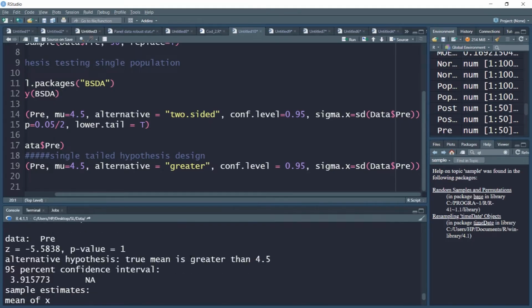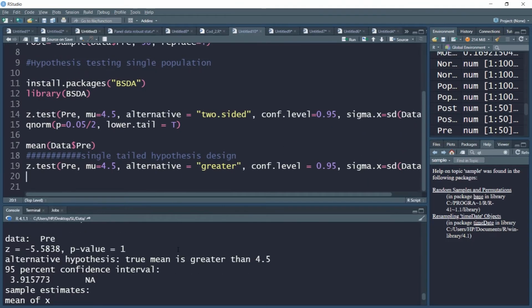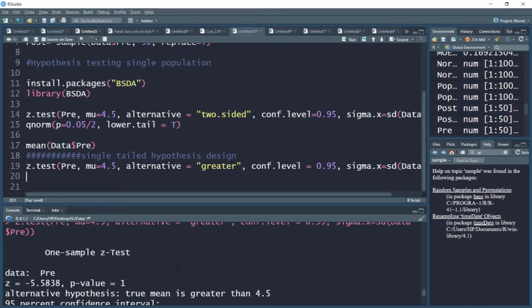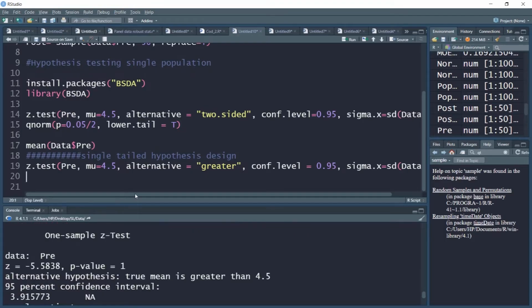Notice that it gives a p-value of 1, which indicates obviously that this hypothesis testing was largely spurious or not so valid, because the value was much less than 4.5. So even without conducting this hypothesis test, we could have inferred that the mean is less than 4.5, which is also confirmed by the result of this hypothesis testing, that we cannot reject the null that our population mean is greater than 4.5.